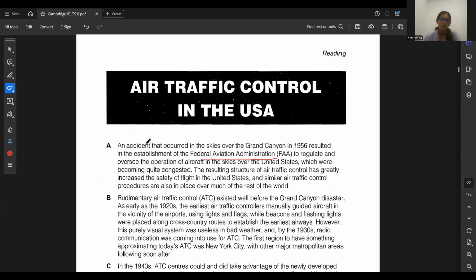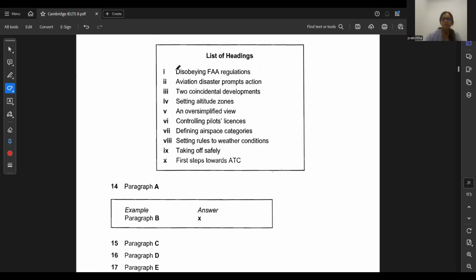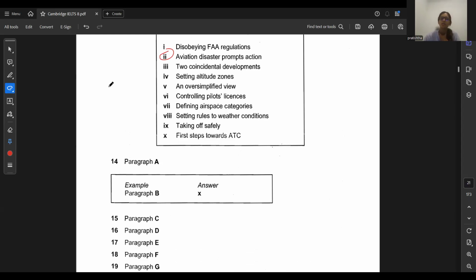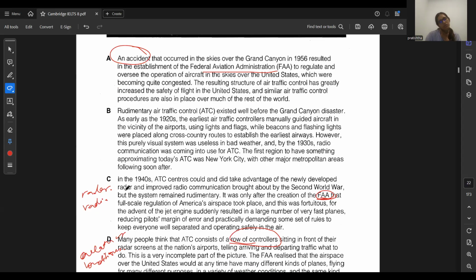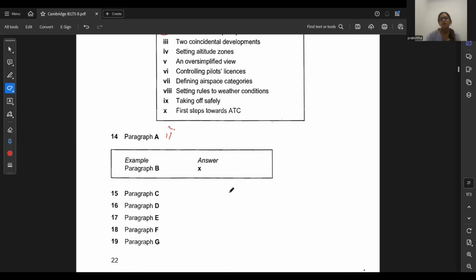So paragraph A is talking about an accident which led to the development of the FAA. I think it's the aviation disaster prompts action, because it's an action that was taken. So I think A should be the second part. Paragraph C, we were talking about the radar, the creation of the FAA, and all of those things. There are a large number of very fast planes and newly developed radar. Okay, so let's see.